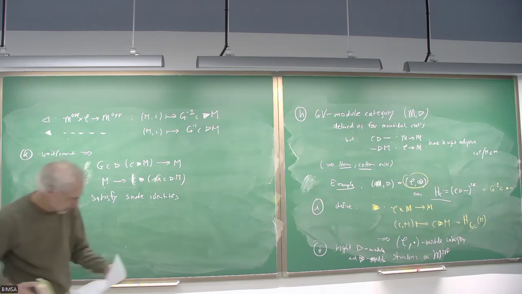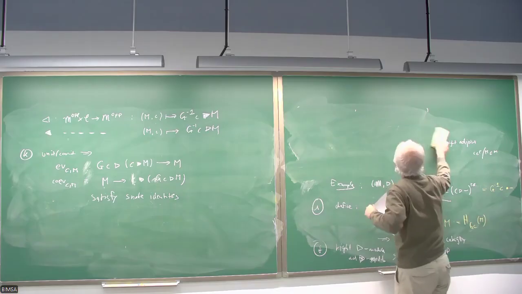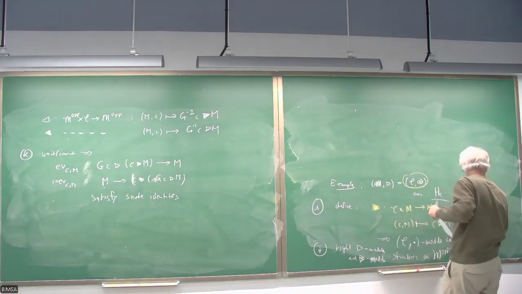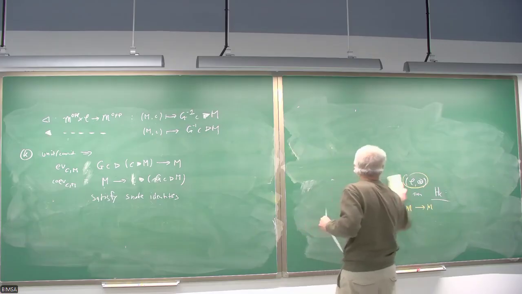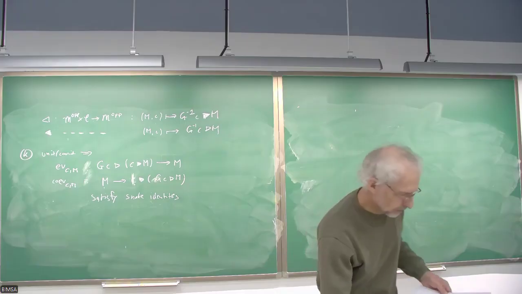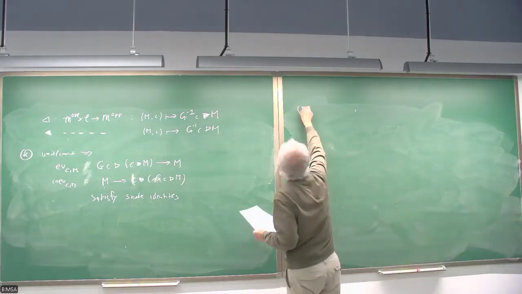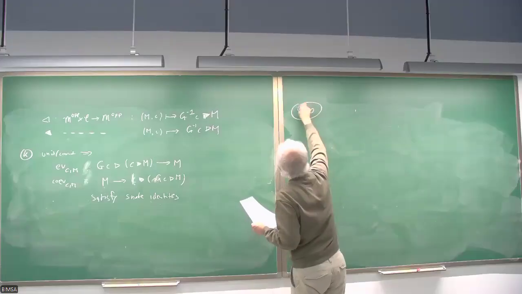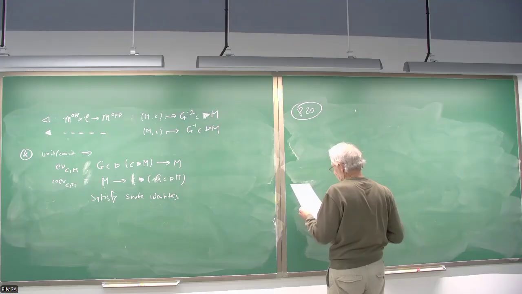But now something which I did not come to at all last year. These are module distributors. Just like for the regular module, we have the distributor, we have an analog for an arbitrary module category.